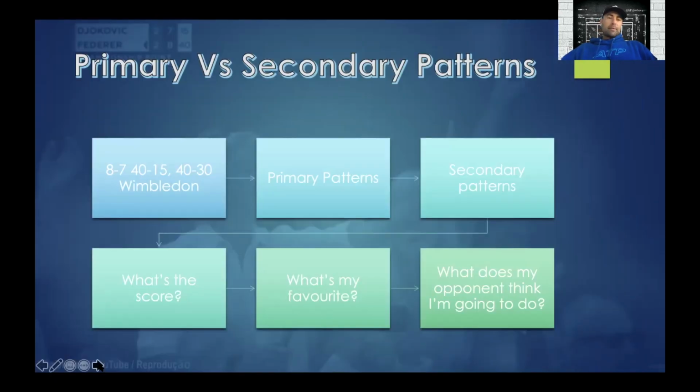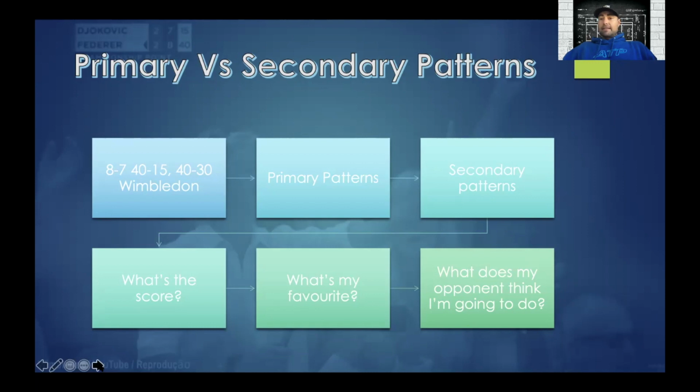So basically, I'm going to use 8-7, 40-15, and 40-30 with Federer serving at the Wimbledon final against Djokovic. And these are huge points. They're crucial in tennis history as we look back on it now. And hopefully after the end of this presentation, you'll have a little bit of a better understanding, not only in how to train and work on your own primary and secondary, also to be able to recognize your opponent's patterns, and then to watch tennis a little bit more educated when you're looking at really important points.